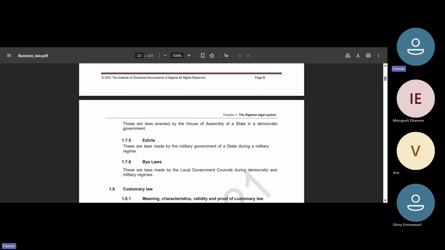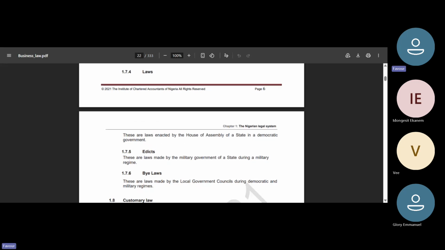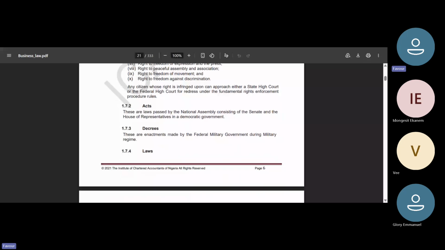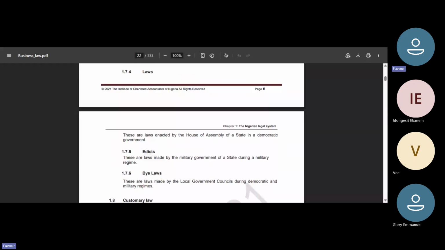Bylaws are those made by the local government council during the military or democratic regime. So remember, we have the constitution, the acts, the decrees, the laws, the edicts, and then the bylaws, right? So when you see laws and edicts, you know that these are by the states: one when it was a democratic government, the other a military government. Then the bylaws are by the local government council, right?